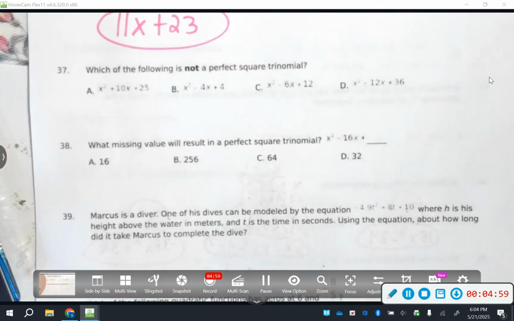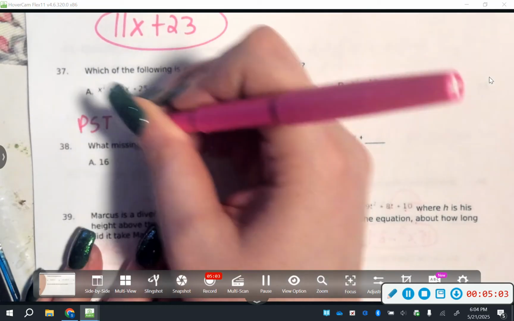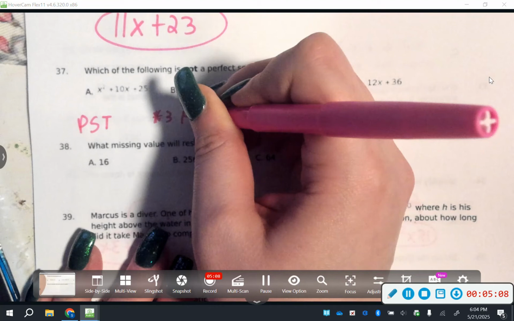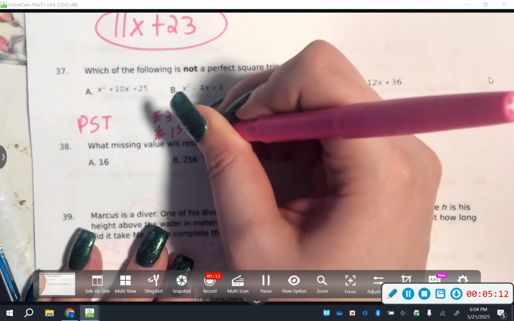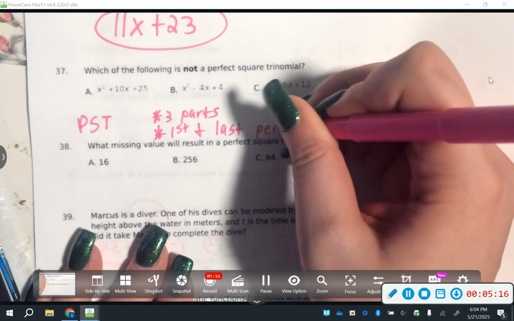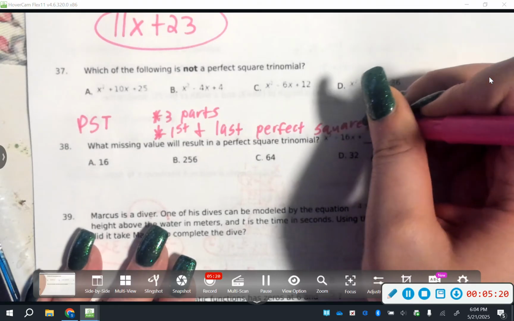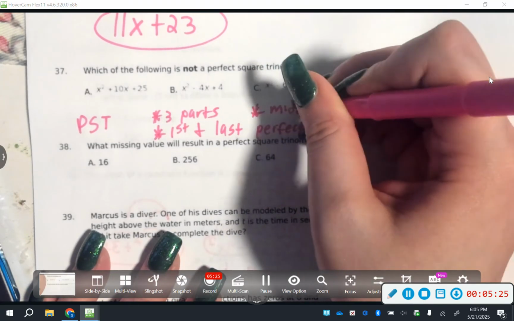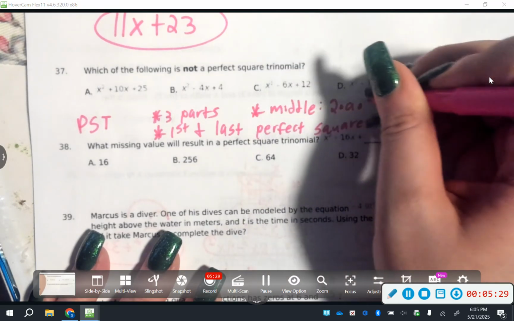This one says, which of the following is not a perfect square trinomial? As a reminder, a PST has to be 3 parts. The first and last parts have to be perfect squares. And to check your middle term, it's 2 times a times b.